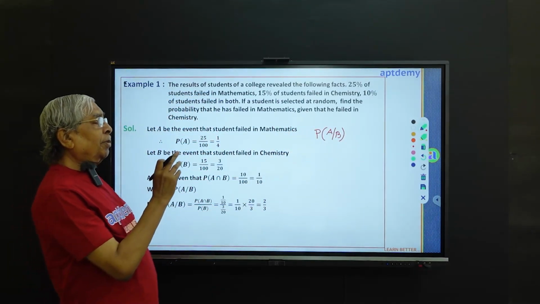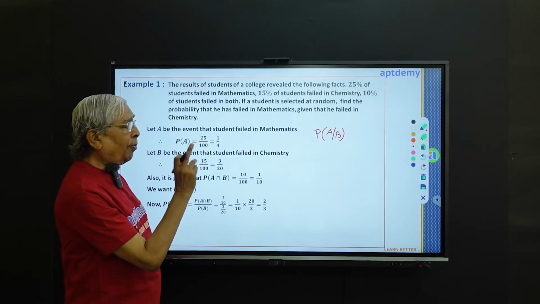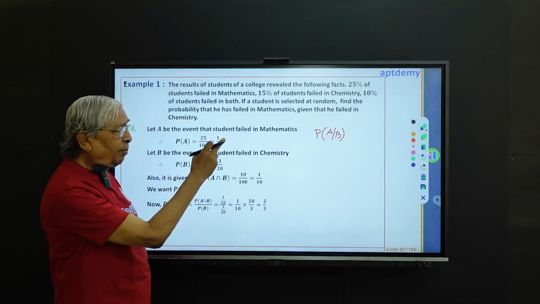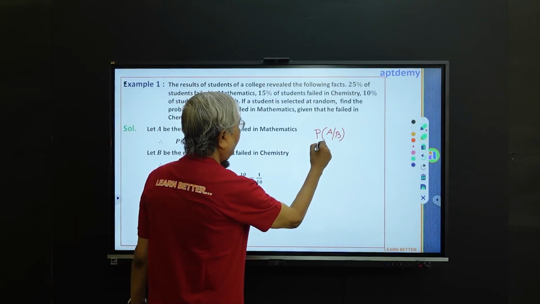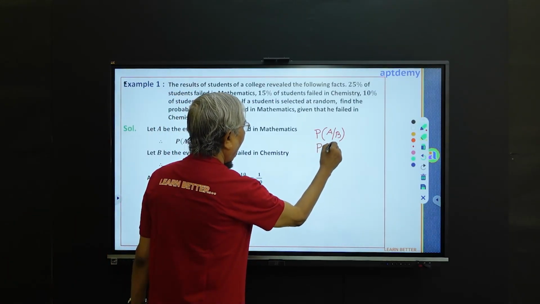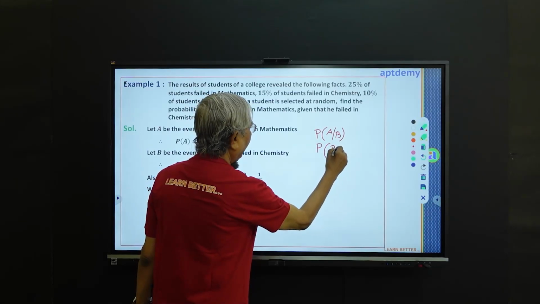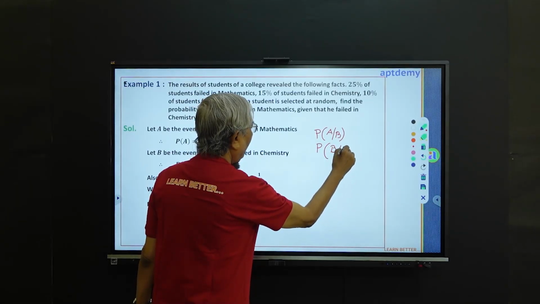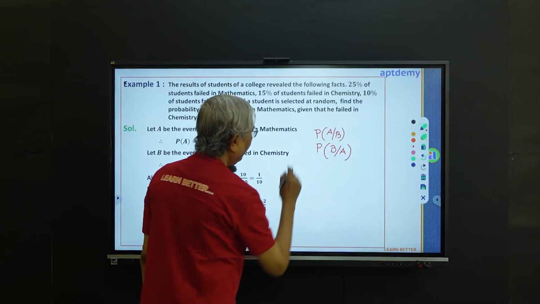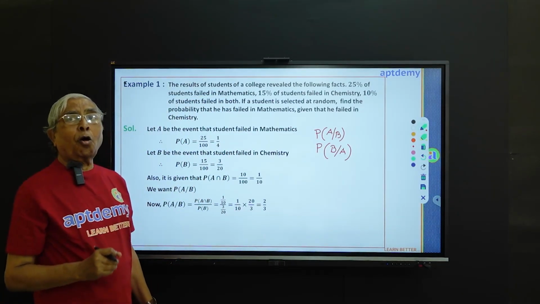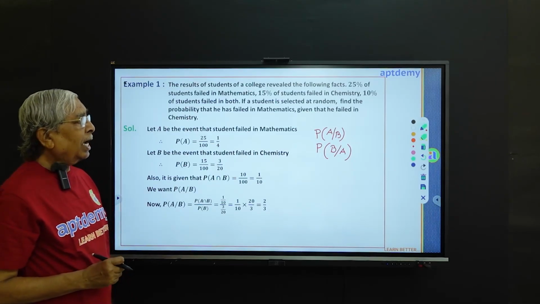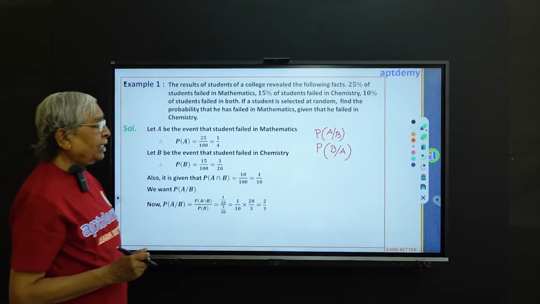What do you mean by probability of A by B? That is the probability of happening A when B has already happened. If we write probability of B by A, what do you mean? The probability of happening B when A has already happened, and these are called the conditional probability.